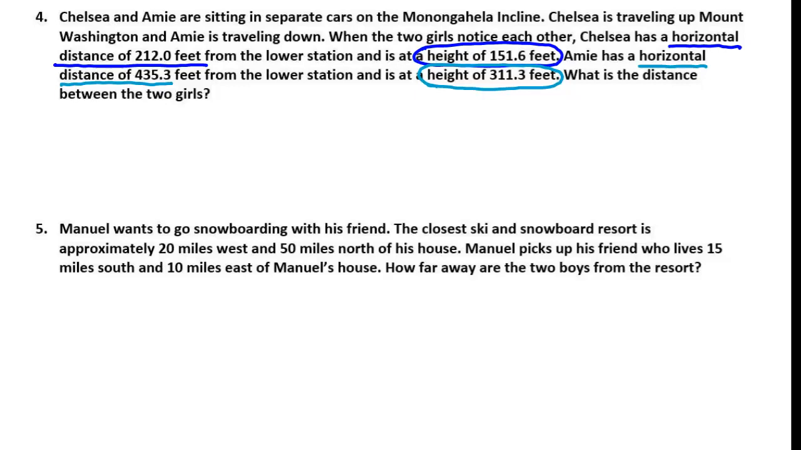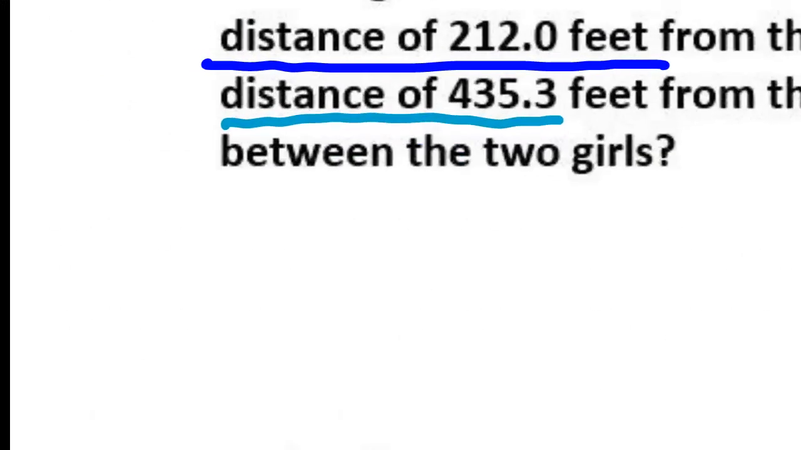So they've given us two ordered pairs. It doesn't necessarily look like it, but they've given us two numbers for each girl. So I have an X and a Y for each girl. So let's do Chelsea. I'm going to call Chelsea point C. Does the X-axis go up and down or back and forth? Back and forth. Would we call that vertical or horizontal? Horizontal. So when it says horizontal distance, they're giving me my X right there.